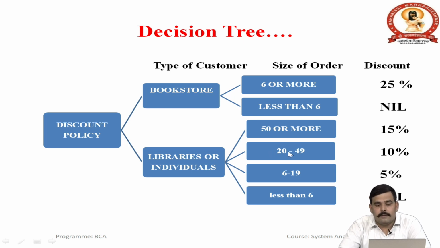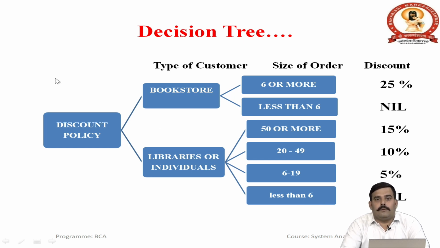If the order size is from 20 to 49, the discount will be 10%. Same, if the order size is 6 to 19, then the discount will be 5%, and if the order size is less than 6, the discount will be nil.